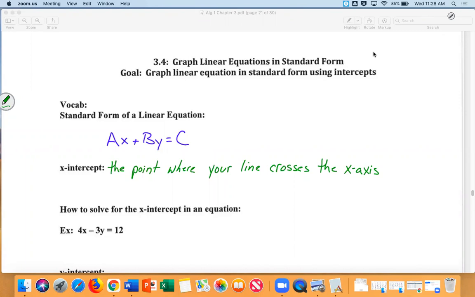Algebraically, it is when y equals 0. So we have geometrically what it looks like on a coordinate plane, algebraically, and then it's this. It's x comma 0, meaning you have a number for x, but y is 0. That's going to help us out with this.